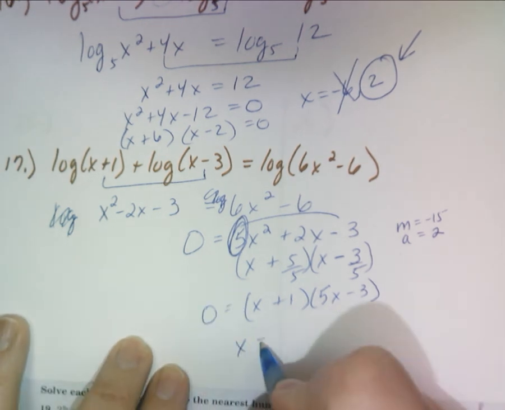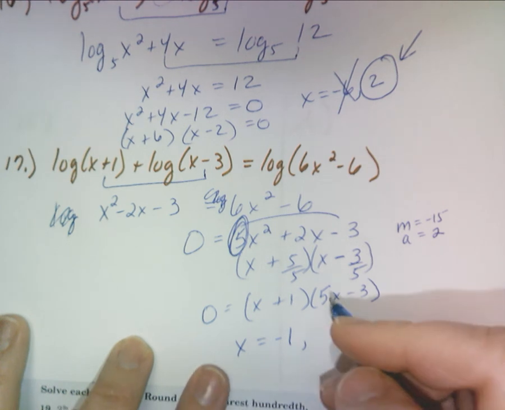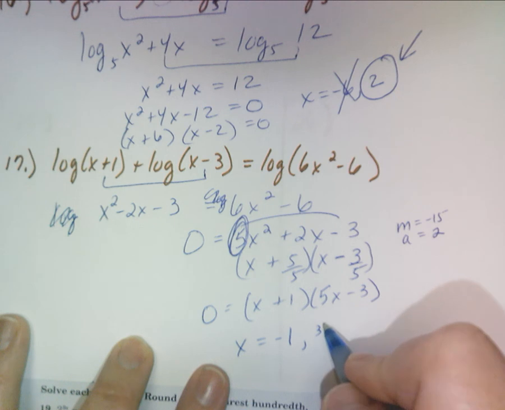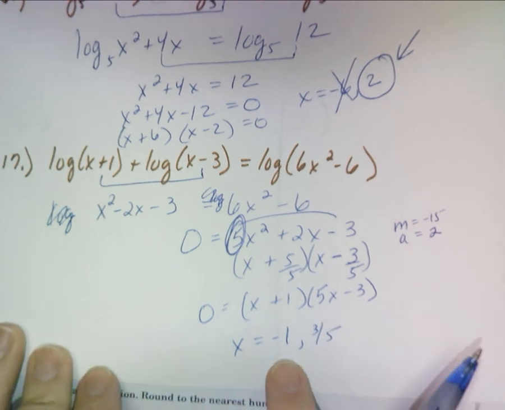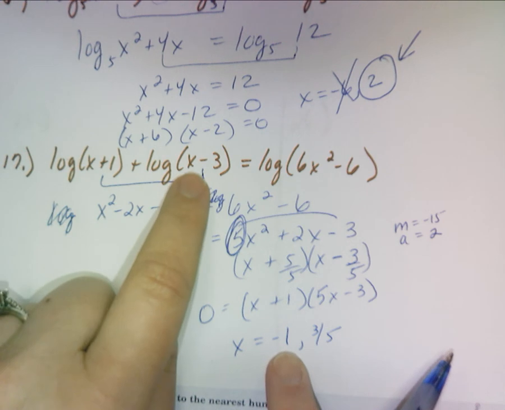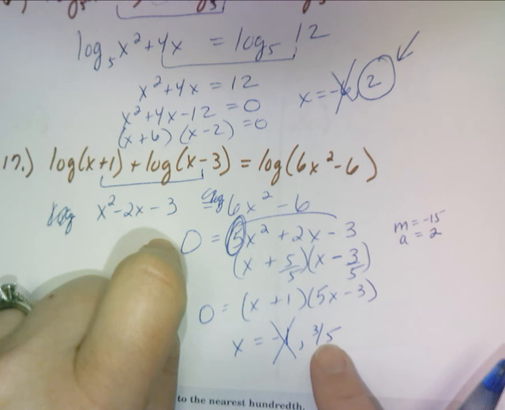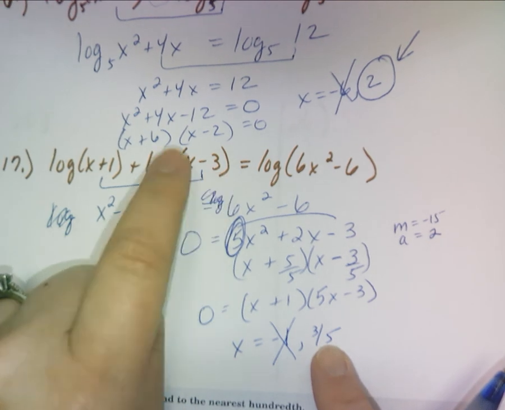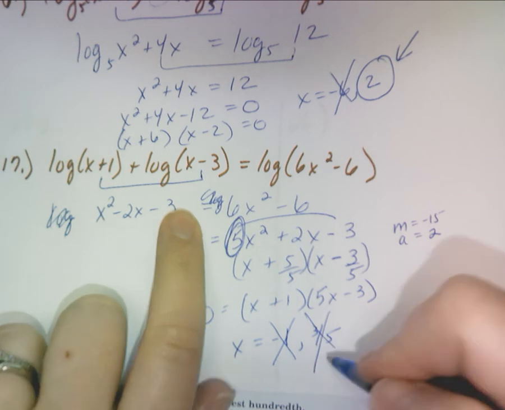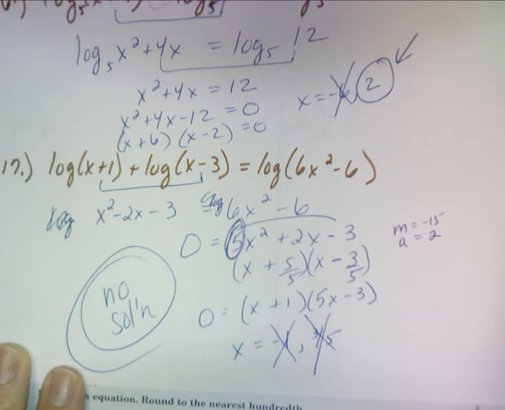So x could equal negative 1 or 3/5. Okay, but we got to check. So if I put negative 1, I can see right here, I'm going to still be a negative, so that won't work. And if I put 3/5 right there, 3/5 minus 3 is also going to remain negative, so no solution. So sad.